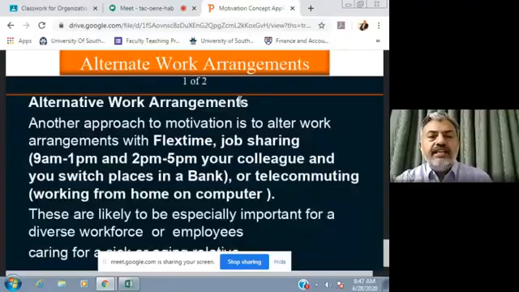Job sharing is another technique. If two employees are doing two different jobs, then from 9 a.m. to 1 p.m. Mr. A does this job, and then from 2 p.m. to 5 p.m. he goes and completes the job of his colleague, and his colleague comes in and completes the task that he was performing.